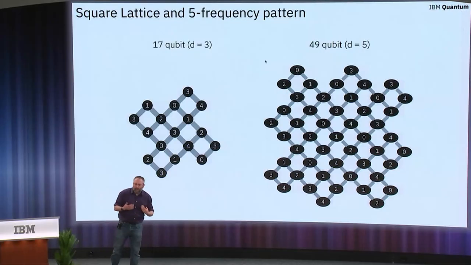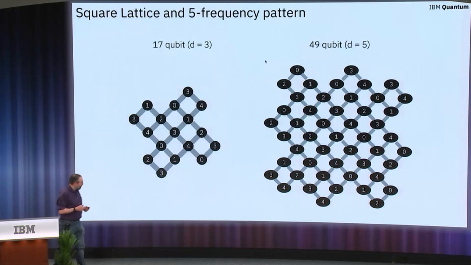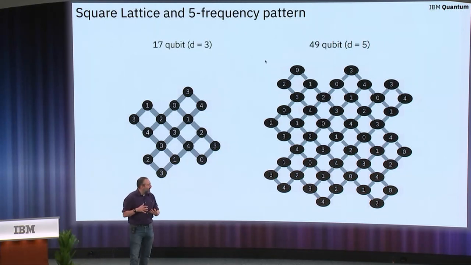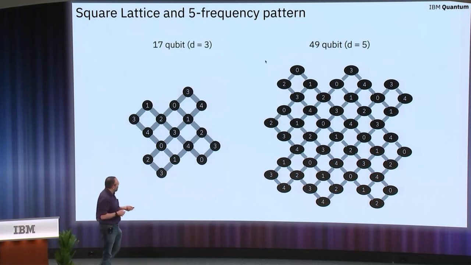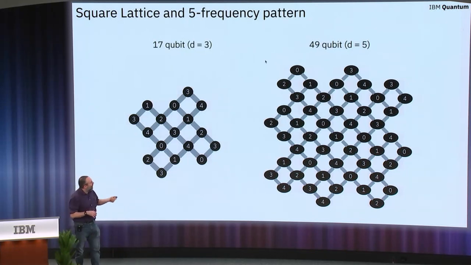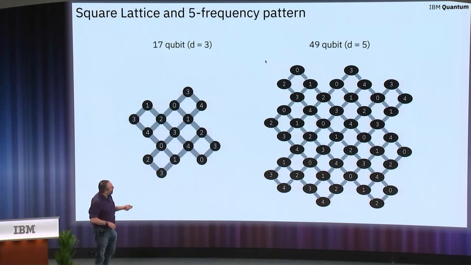So we want to try to apply this kind of statistical model to different lattice types and frequency patterns that we believe to be able to evade the frequency crowding problem. So there's the five frequency pattern at a 17 qubit square lattice, a 49 qubit square lattice. These correspond to lattice types that could run, say, a surface code type error correction at a distance 3 or a distance 5.